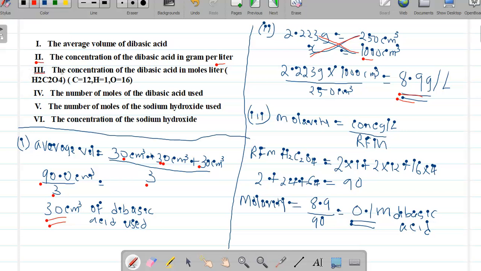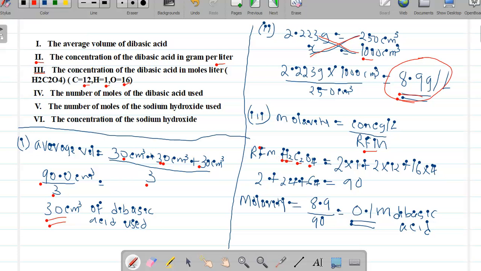Question Roman 3 asks for the concentration of the dibasic acid in moles per liter. Concentration in moles per liter means molarity. You use this formula: molarity is equal to concentration in gram per liter over RFM. The concentration in gram per liter of the dibasic acid you already have, so you only calculate the RFM. They give us the compound of the dibasic acid as H2C2O4, where C is equal to 12, H is equal to 1, and O is equal to 16. Then we calculate the RFM of this compound H2C2O4: for hydrogen we have 1, and here we have 2 hydrogen.